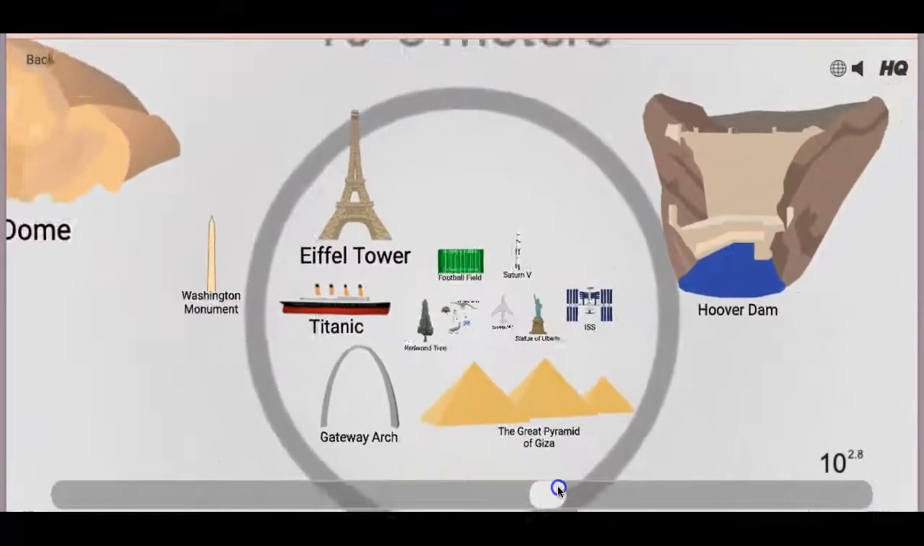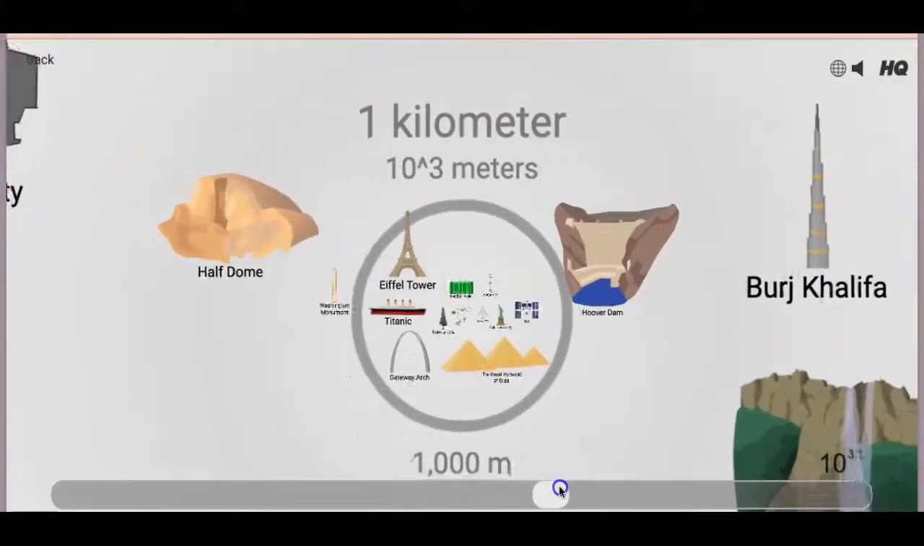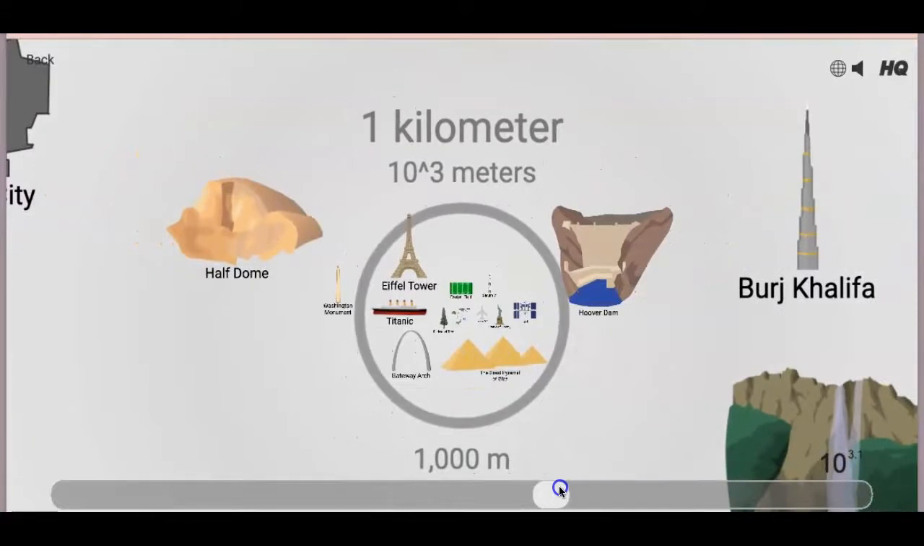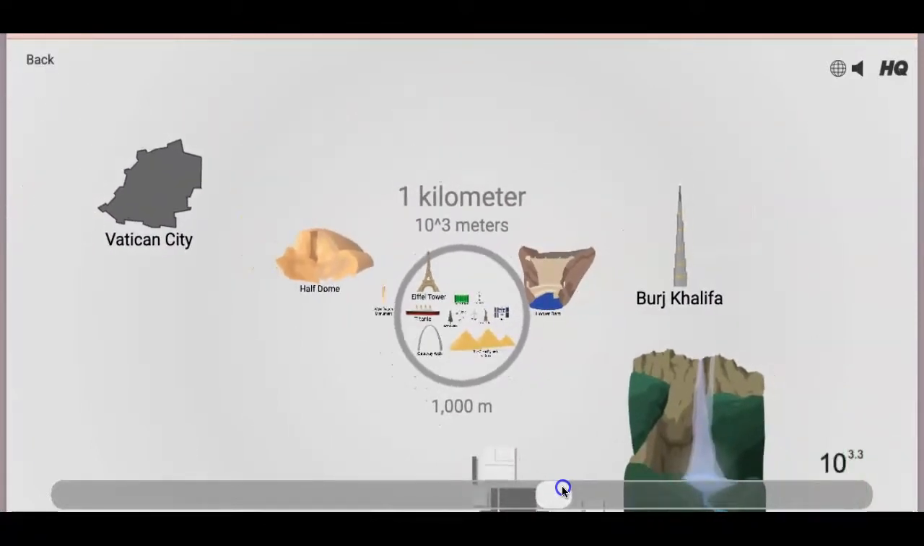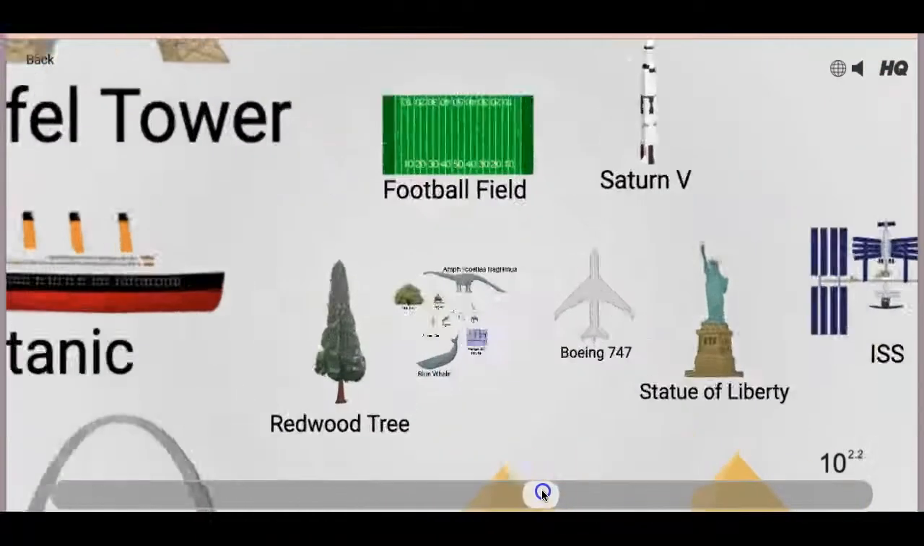So all of these, as I start to zoom out, are objects that we can see with our naked eye. So these are all at the macro scale.